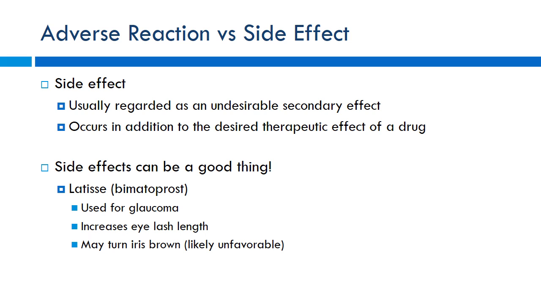But one of the other side effects is that it can turn the iris brown. If you already have brown eyes, that's fine. But if you have nice, pretty blue eyes, you probably don't want them to turn brown all of a sudden. So that could be one of the side effects where you need to have that conversation with your patient. Hey, is your eyelash length important enough that you can risk the side effect? Who knows? They have to make that kind of risk-benefit analysis, and it's going to be on an individual basis.